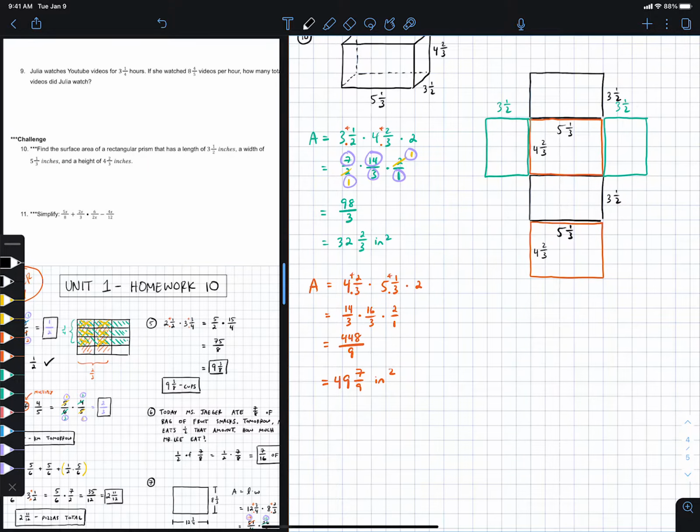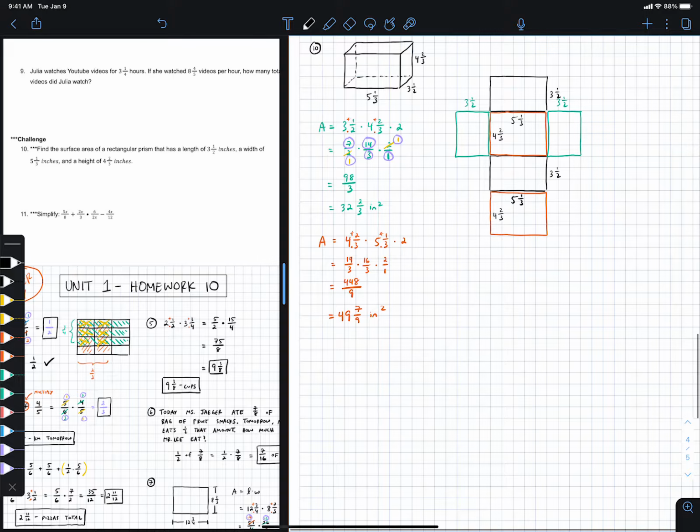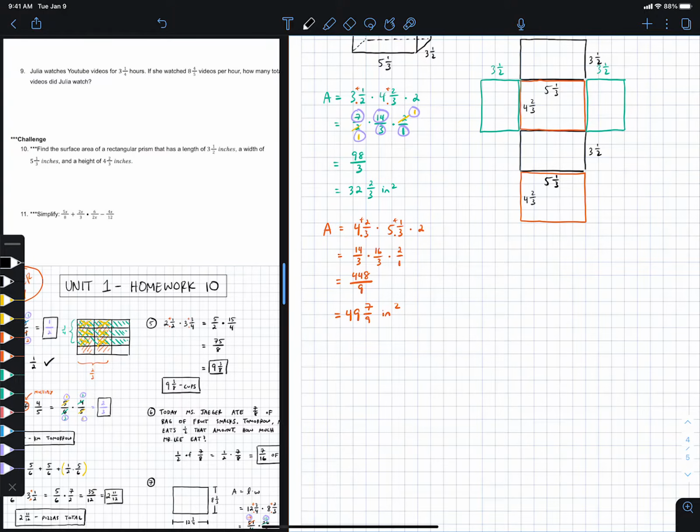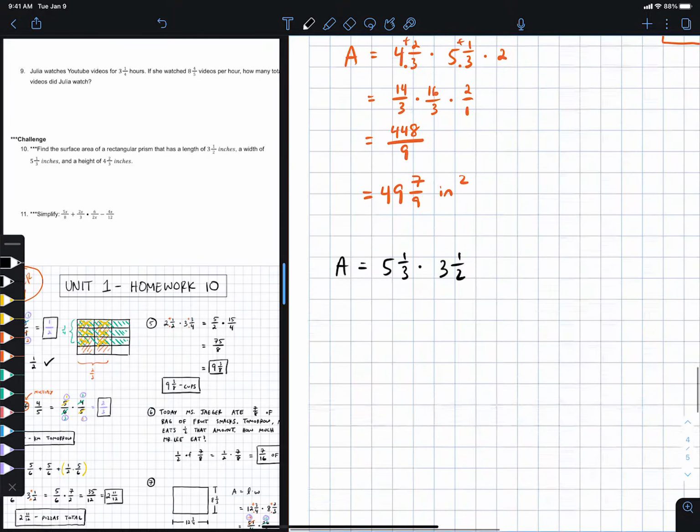Okay. For the area of the two black rectangles, I did the green, I did the orange, and I'm doing the black now. The black rectangles are going to be 5 1/3 and 3 1/2. Those are its dimensions, and there are two of them, so make sure we multiply this by 2. 5 times 3 is 15 plus 1, so 16/3. 3 times 2 is 6 plus 1 is 7, so that's 7 over 2, and then times 2 over 1. I'm going to cross cancel these 2's, I like getting rid of the matching ones.